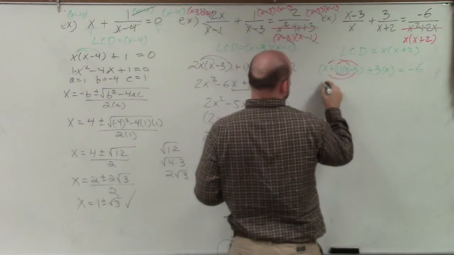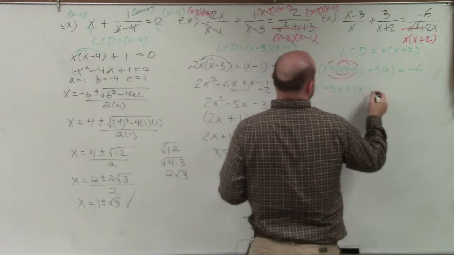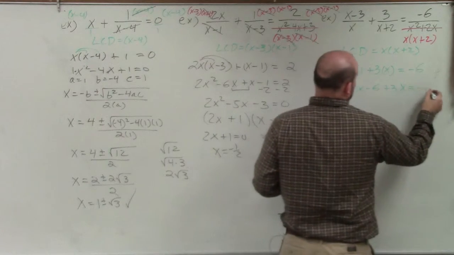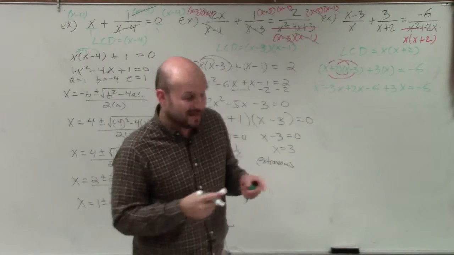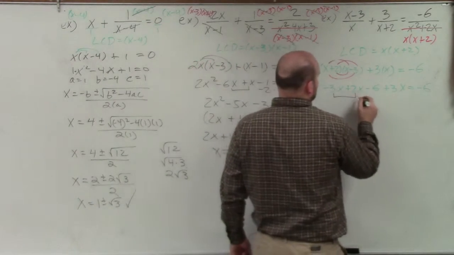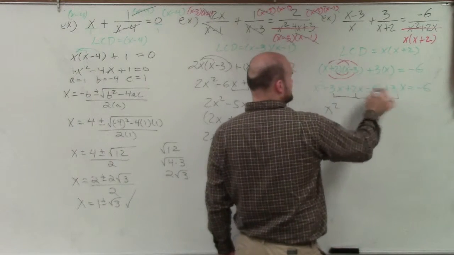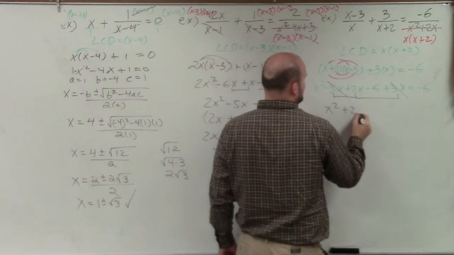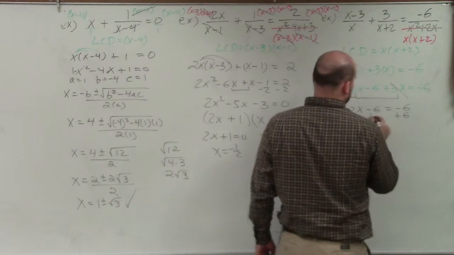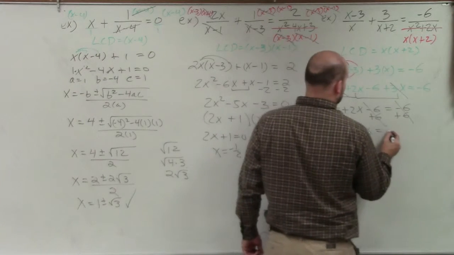X times x is x squared. X times -3 is a -3x. 2 times x is a positive 2x. 2 times -3 is a -6. Plus 3x equals -6. So rather than doing it in my head, you can see I made a mistake. So that's why I slowed it down. So now I can combine all of these terms, since they're all on the same side, and I get x squared, -3x plus 3x. Those actually go to 0, so I'm left with a positive 2x. And then -6 equals -6. Well, when I add a 6 here to both sides, those go to 0. So I'm left with an x squared plus 2x equals 0.